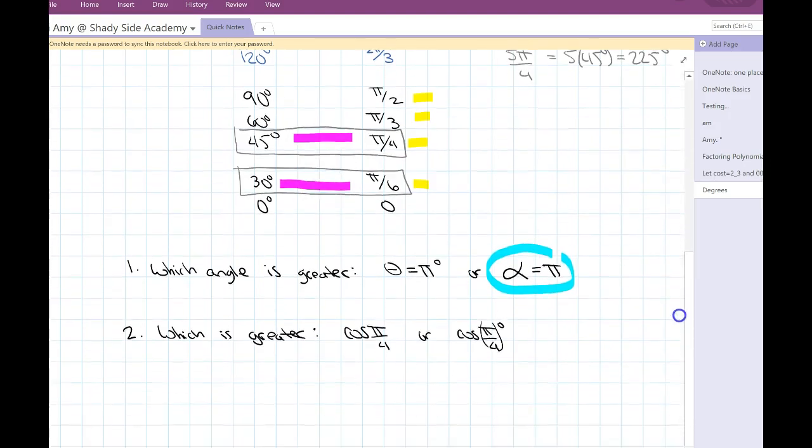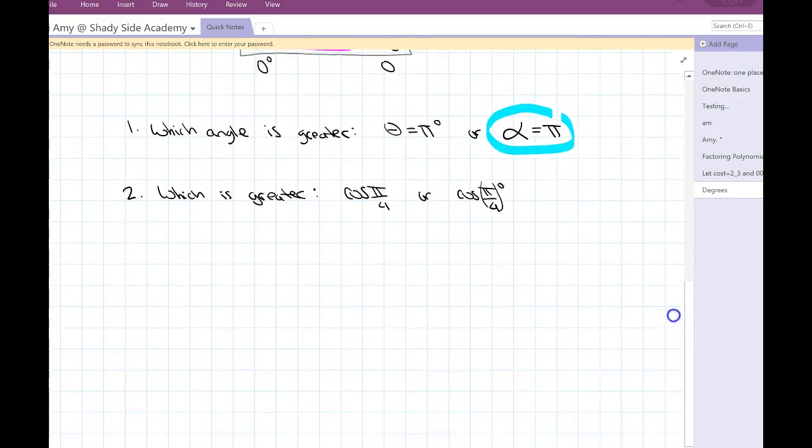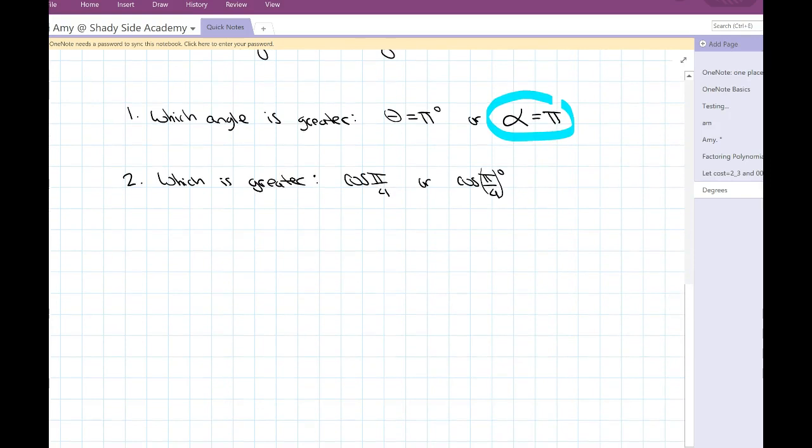Number 2: which is greater, cosine of pi over 4 or cosine of pi over 4 degrees? And I will say we're going to answer this question without a calculator, using just what you know from the work we've done in trigonometry so far. Go ahead and try and think about that. Think about this and replay me.